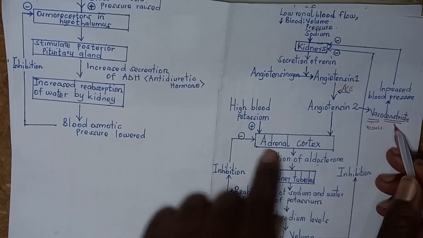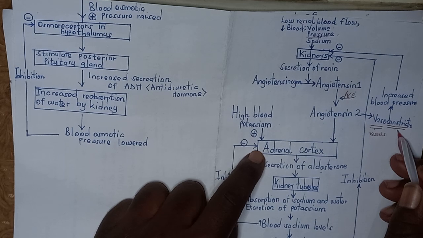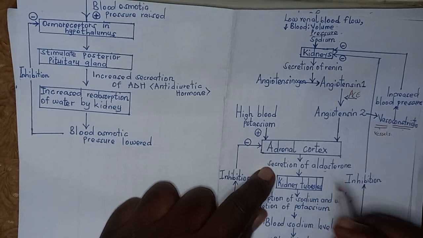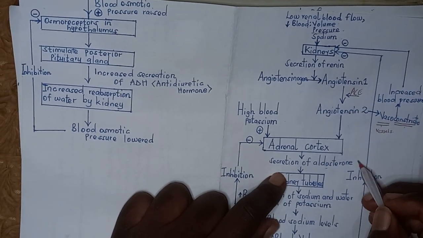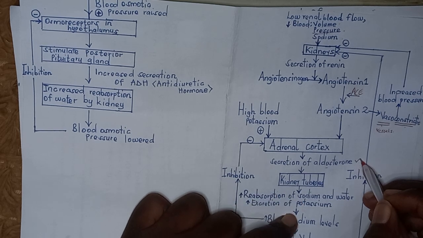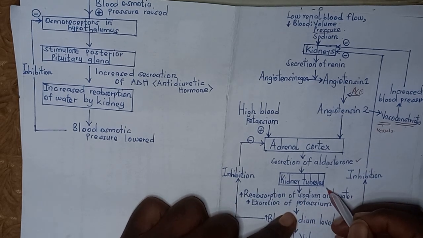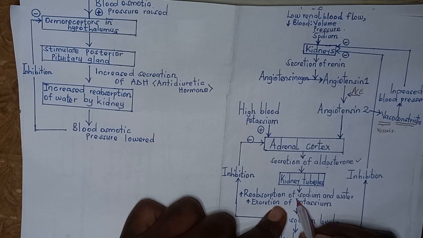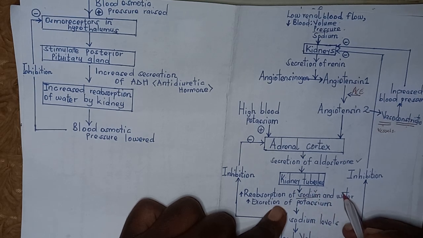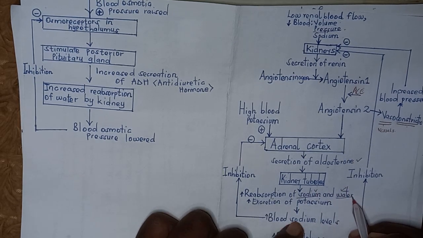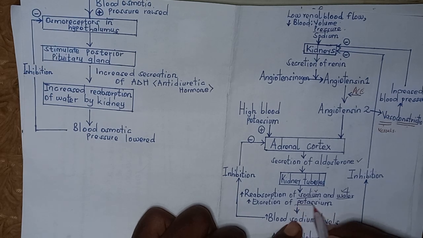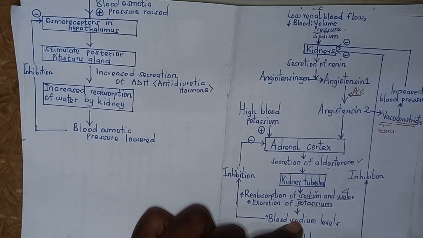So when blood pressure increases, it means there's a change there. So when there's high blood pressure, the adrenal cortex secretes aldosterone. So this one is the aldosterone hormone. So in the kidney tubules, there will be reabsorption of sodium and water, and excretion of potassium. You know, sodium and potassium will never meet.